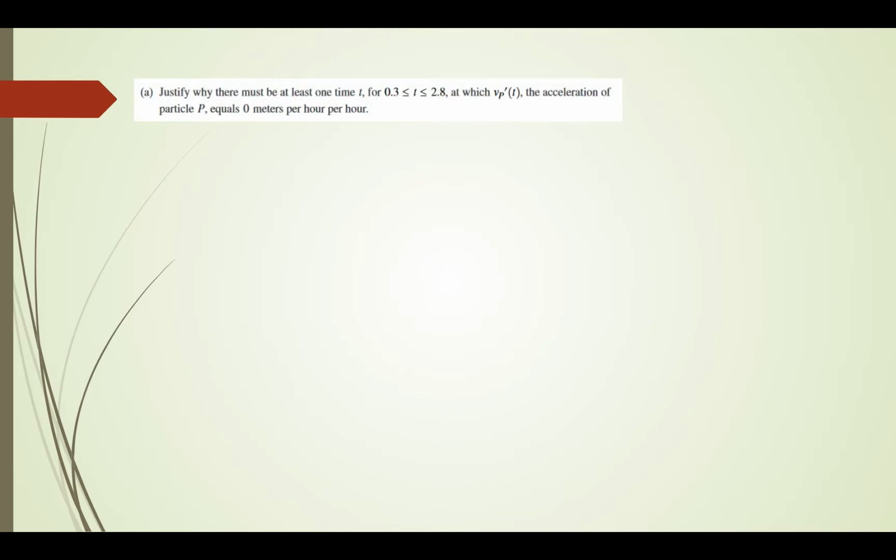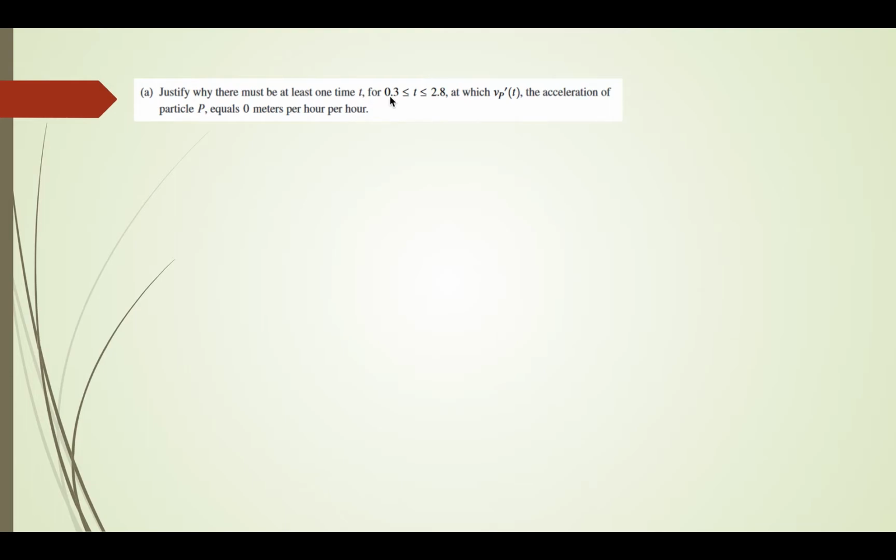So jumping in then, part A, justify, and here we go, so right away we have the theorem, why there must be at least one time for 0.3 to 2.8 at which v sub p prime of t, the acceleration of p, equals 0.